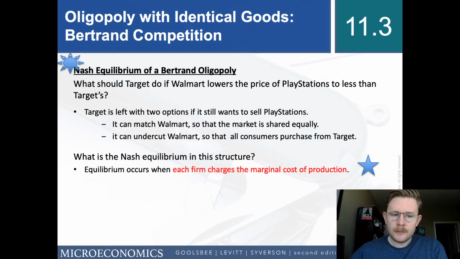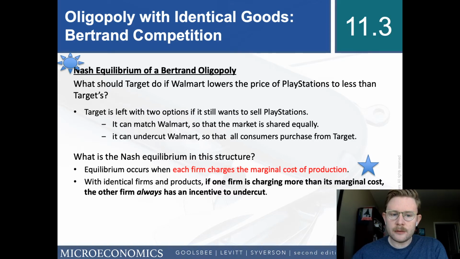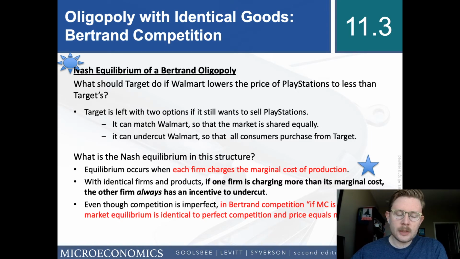What's the Nash equilibrium in this structure? The equilibrium occurs when each firm charges the marginal cost of production. With identical firms and products, if one firm is charging more than the marginal cost, the other firm always has an incentive to undercut. So even though the competition is imperfect, in Bertrand competition, if the marginal cost is identical, then market equilibrium is identical to perfect competition and price equals marginal cost. This might seem like an unintuitive result, but think about the undercutting process.